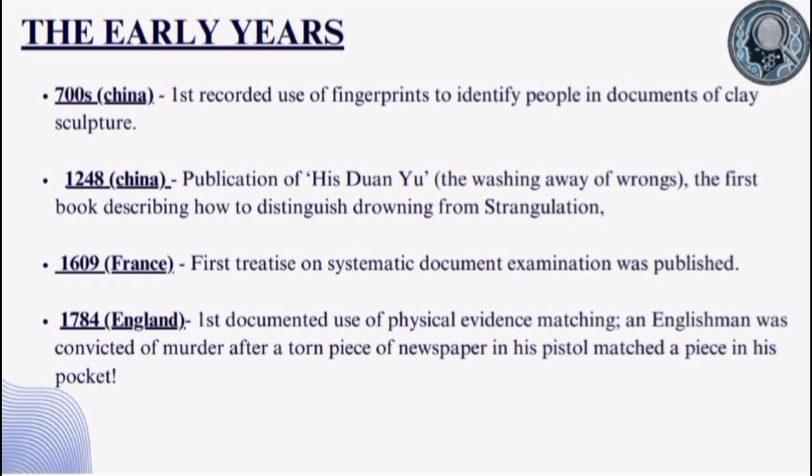Then in 1784, the first documented use of physical matching occurred, when an Englishman was convicted of murder based on torn pieces of a wad of newspaper in a pistol that matched a piece remaining in his pocket.